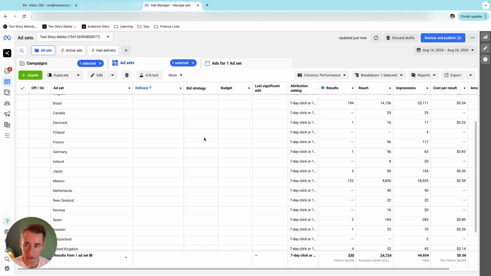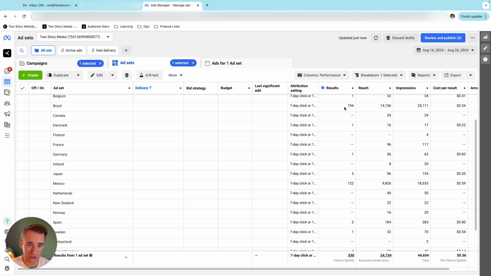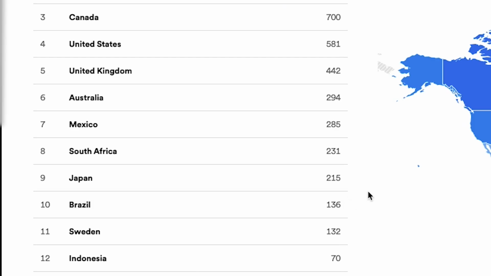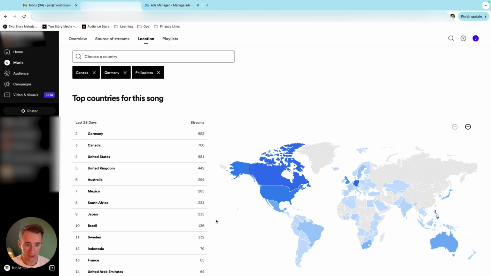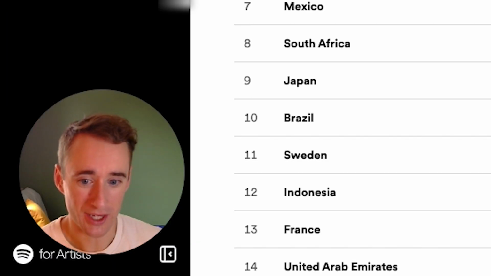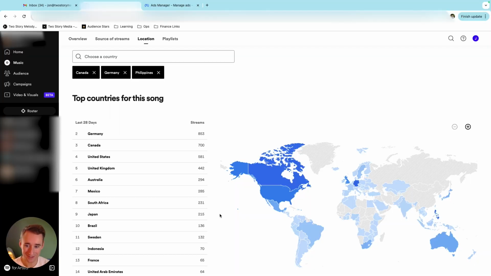But then if we look at Brazil, which was the winning country, which is the country that was getting the most traction, 194 clicks, but only 136 streams. So that's a pretty clear sign that many of those clicks are not streaming the music once they click it. And so we're getting charged for those clicks, and Facebook is showing our ads to more people like that, but then they're not actually going and streaming the music. And so that is a bad sign. So the next step, the easy fix, is to take this country out of your ad set, to remove it from your targeting, and then see what happens when the audience is adjusted.